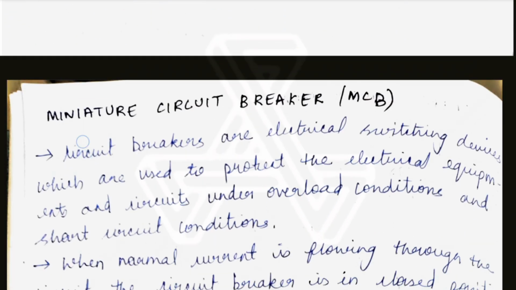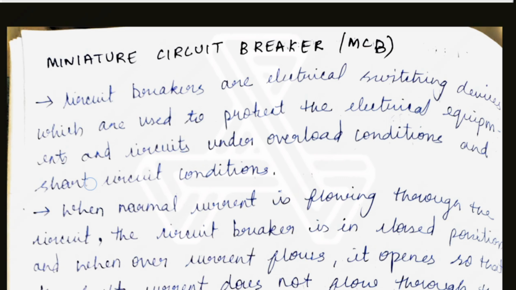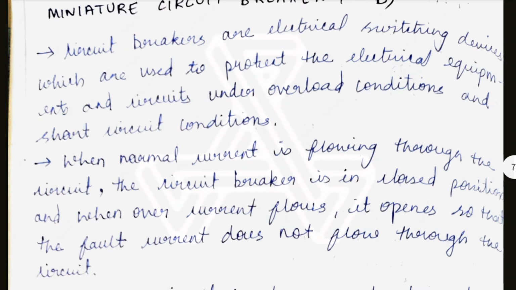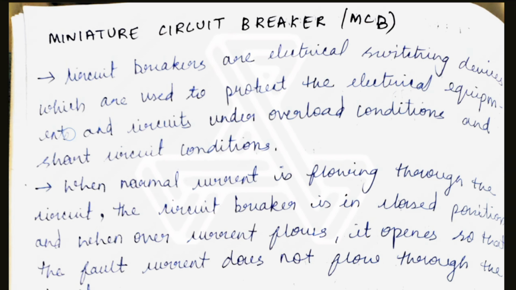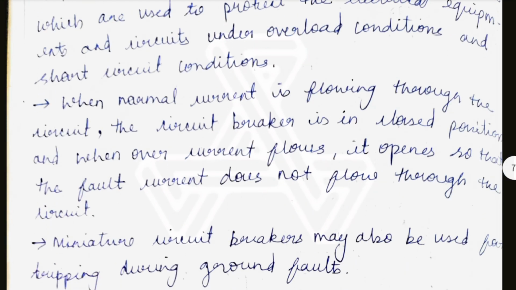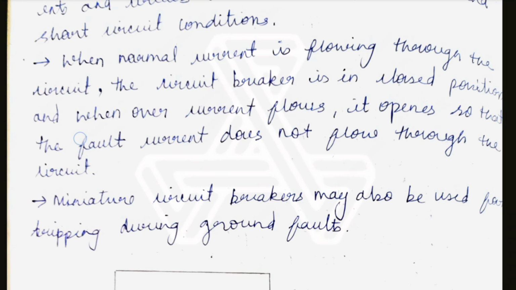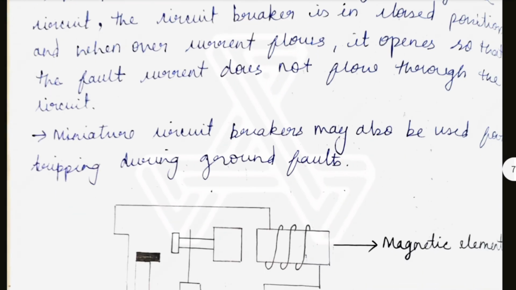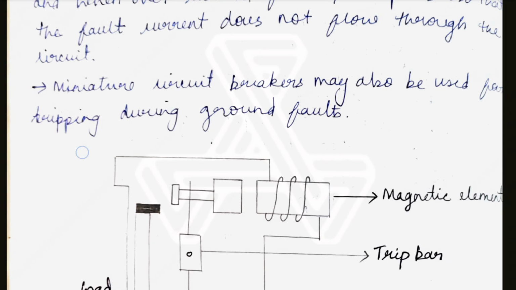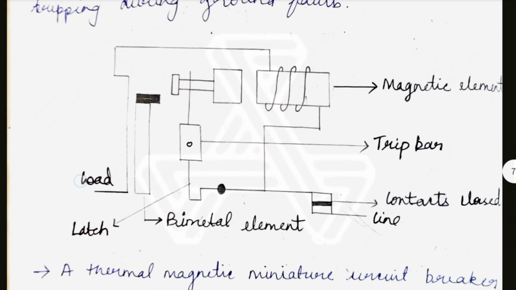Miniature circuit breaker. Circuit breakers are electrically switching devices which are used to protect the electrical equipments and circuits under overload conditions and short circuit conditions. When normal current is flowing through the circuit, the breaker is in closed position, and when fault current flows, it opens so that the fault current does not flow through the circuit. Miniature circuit breaker may also be used for tripping during ground faults.